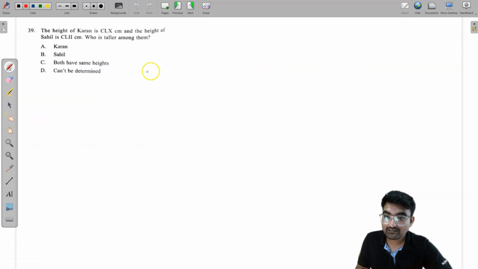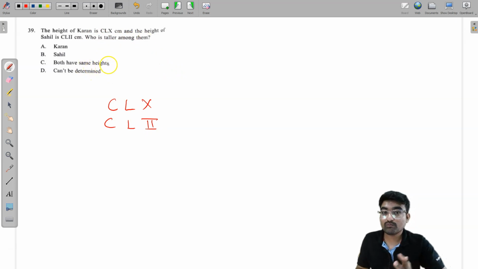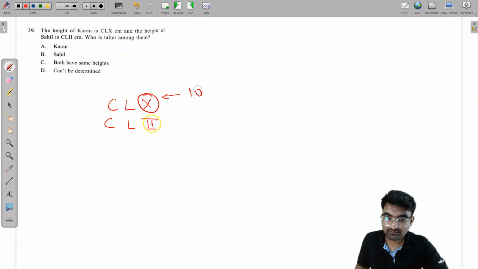The height of Karan is CLX centimeter. Okay, so Roman digits. And the height of Sahil is CLII. Right? Who is taller among them? So I don't know if you know Roman digits or not, but it's more of a logical question. X means 10, that you know, and II is for 2. Now obviously 2 will be smaller compared to 10. So we don't have to go deep, we don't have to calculate the value of C and L. We can just say that Sahil is shorter, that means Karan is taller, right? So that is option number A.